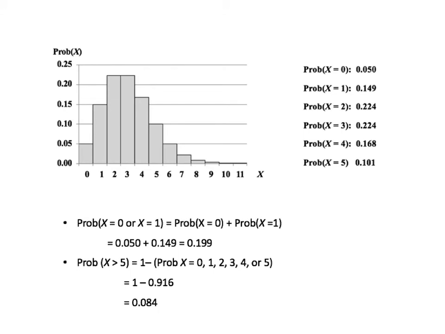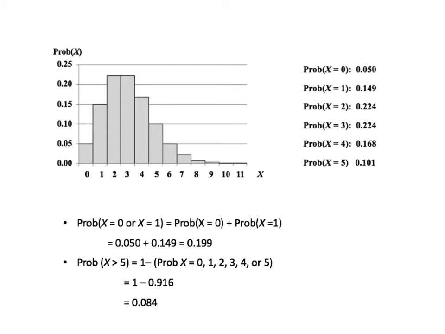For example, the probability that x equals either 0 or 1 is just the sum of those 2 probabilities. In this example, the probability that x equals 0 is 0.050, and the probability that x equals 1 is 0.149. So the probability that x is either 0 or 1 is 0.050 plus 0.149, which equals 0.199. But what if we want to know the probability that x is greater than 5?